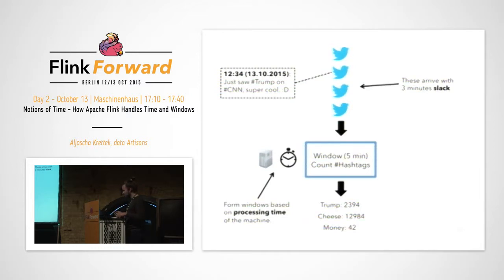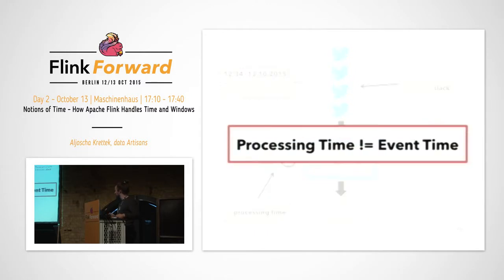And so what happens now is that they have 3 minutes slack, but if you take the current processing time of the machine, when you calculate these windows, the results that you compute and get here don't really match the actual time that is inherent in these tweets, the event time of these tweets, the timestamp of these tweets. So processing time is not event time.